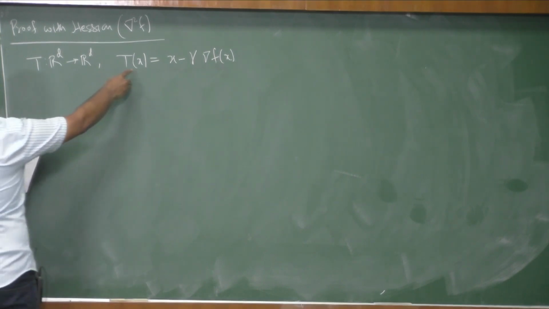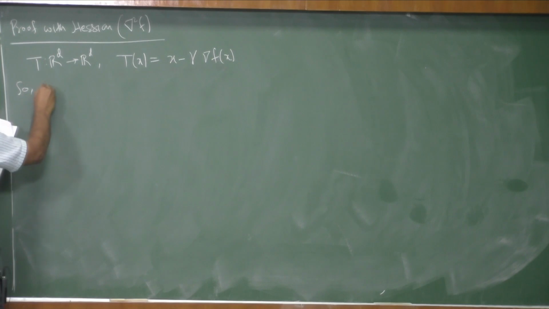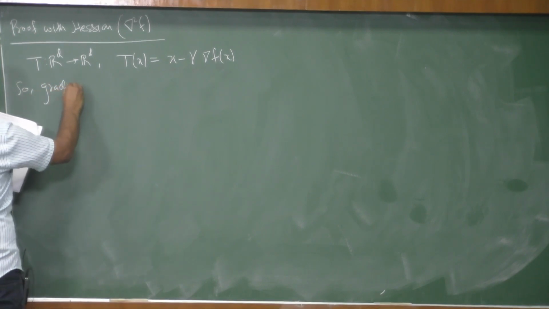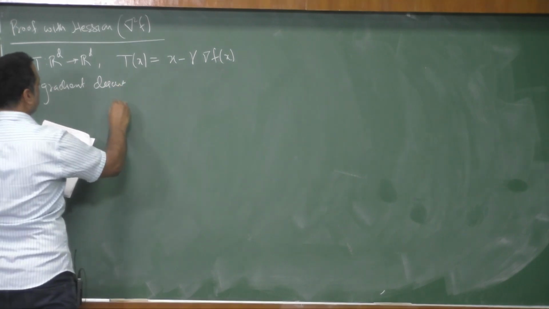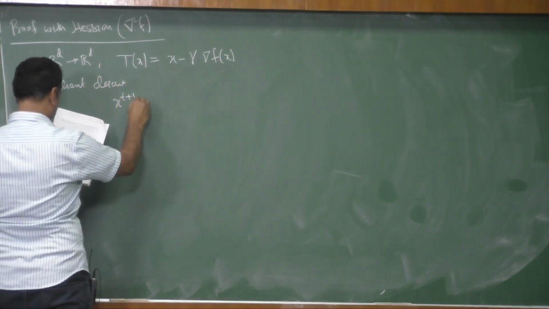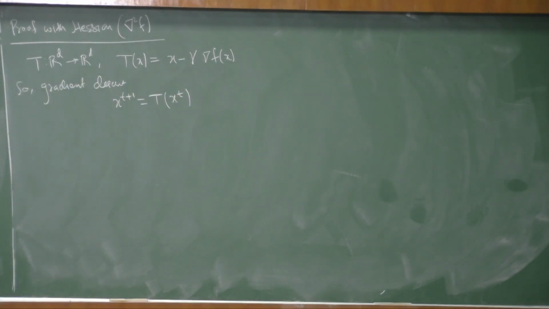So with this notation, the gradient descent is x_{t+1} is T of x_t, right? So x_{t+1} is T of x_t, meaning x_t minus gamma grad f of x_t. That's exactly the gradient descent, right?